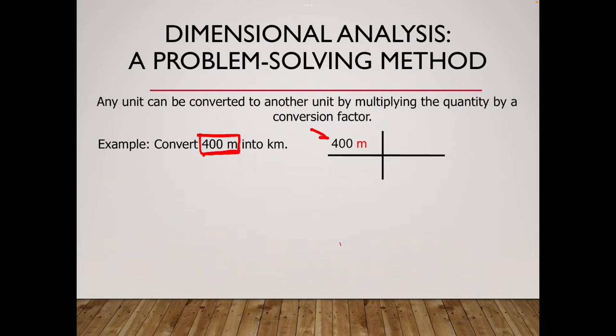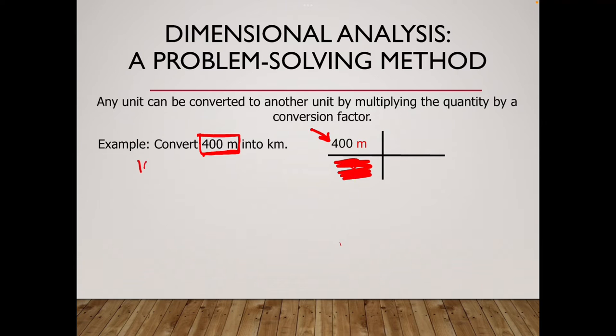You can see the 400 meters went in the top left. That's always where we're going to start. In this class, here is always going to be left blank, so you don't need to put anything there ever. In higher levels of chemistry, you may put things there, but not in this class. We're just going to leave that blank. Now we're going to convert 400 meters into kilometers. To do this, we need an equality that allows us to go from meters to kilometers. We learned that on the previous page, right?